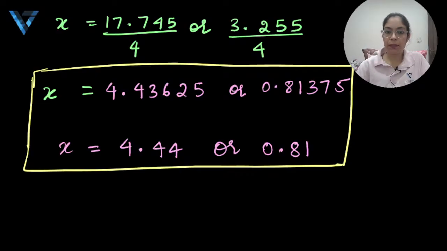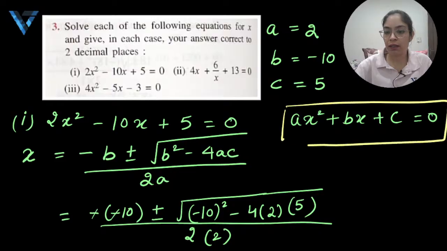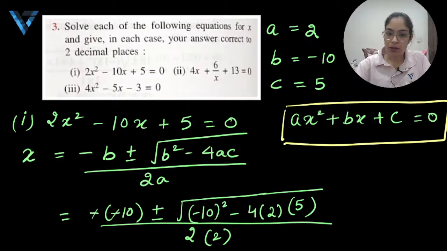This is just a formula based question. In any given quadratic equation, first of all you have to write the value of a, b and c, comparing it with the standard form. Then you can substitute in the quadratic formula these values of a, b and c. Let's solve the next equation. The next equation is not in standard form, so first we have to convert this into standard form.